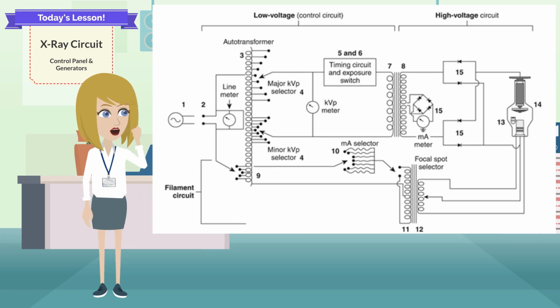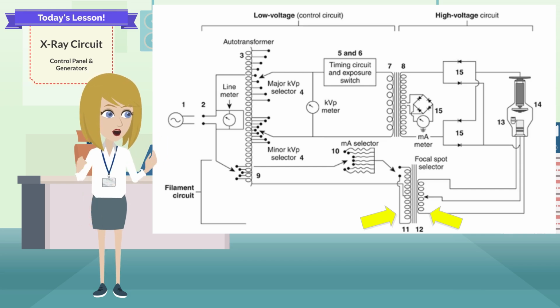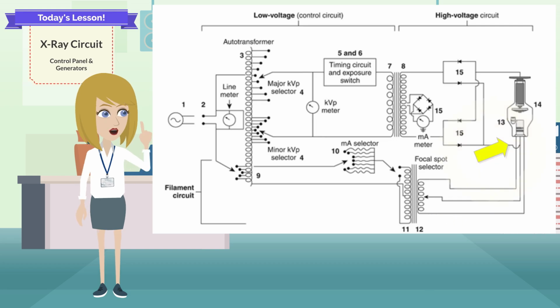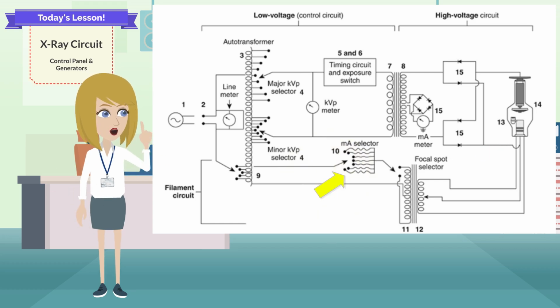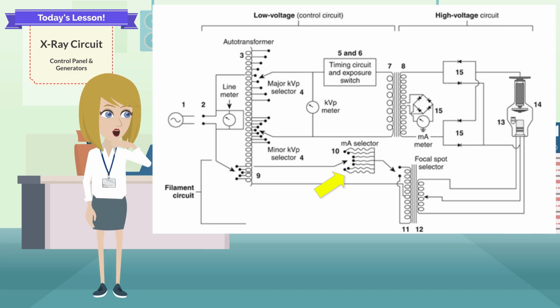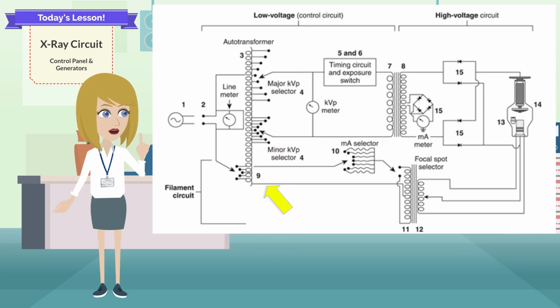The filament circuit is the subcircuit of the main X-ray circuit shown as the lower portion of the diagram. This circuit is divided into two parts by the step-down transformer, 11 and 12. The primary purpose of the filament circuit is to supply a low current to heat the X-ray tube filament for thermionic emission of electrons. The filament circuit is activated anytime the operator adjusts the mA on the generator.